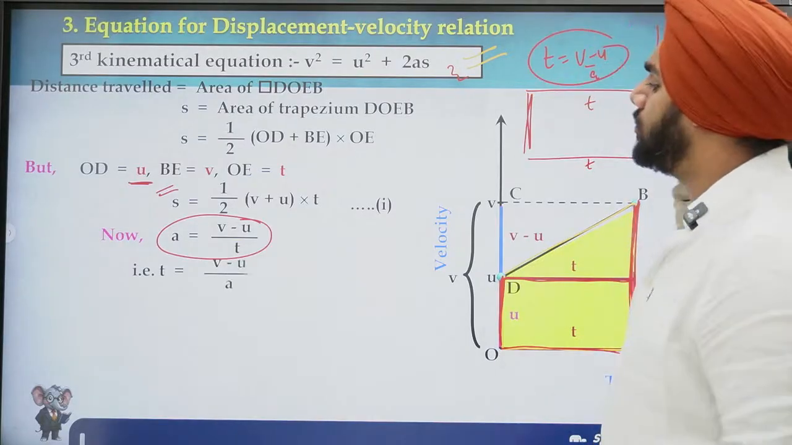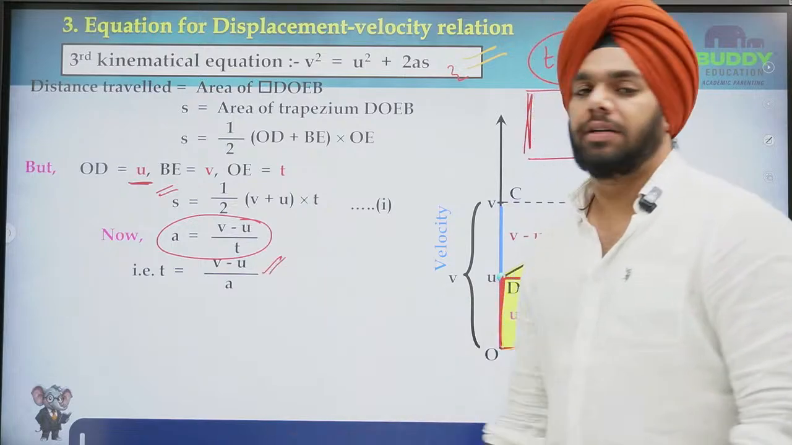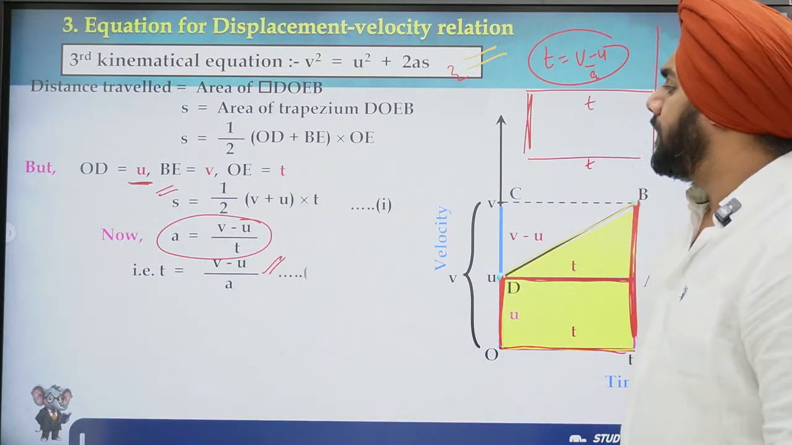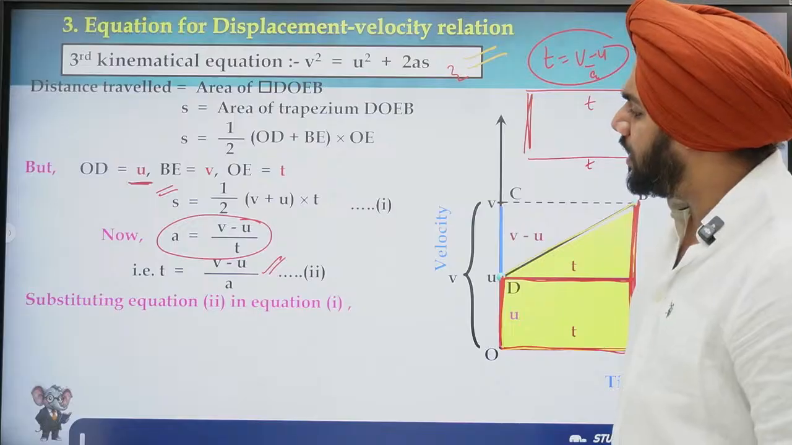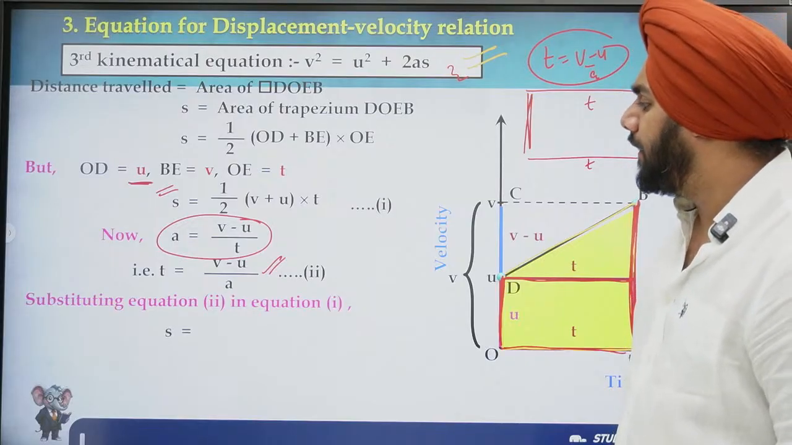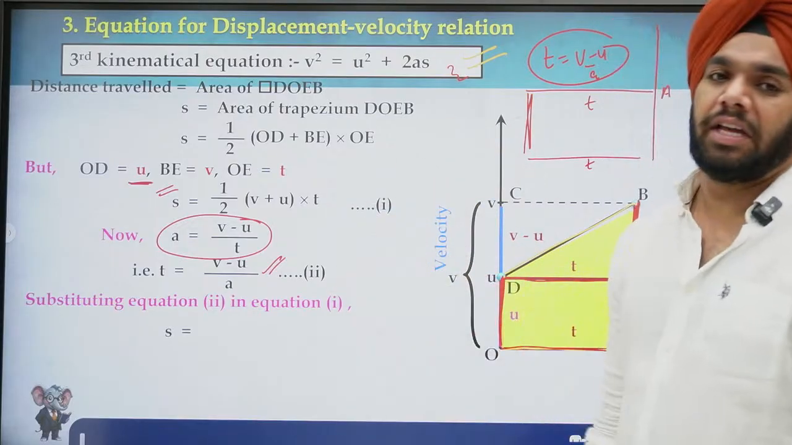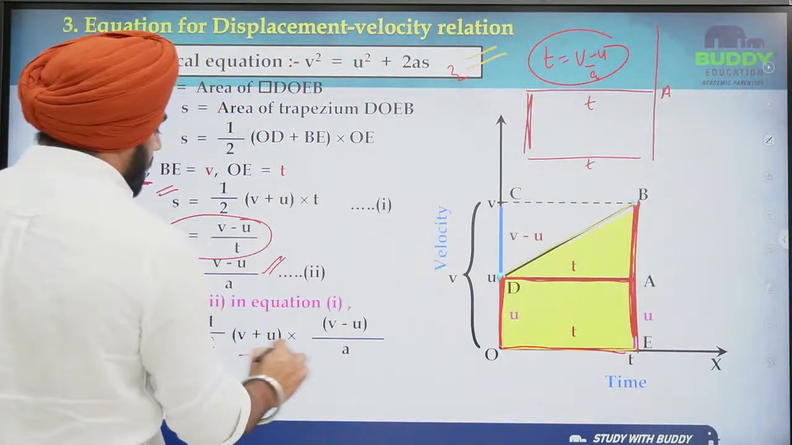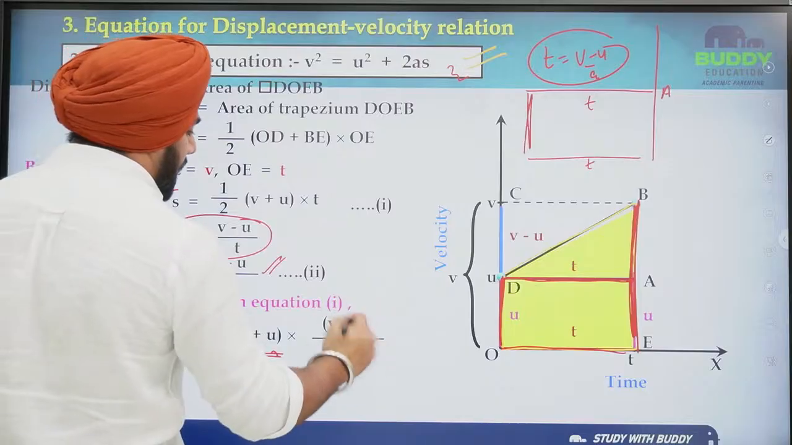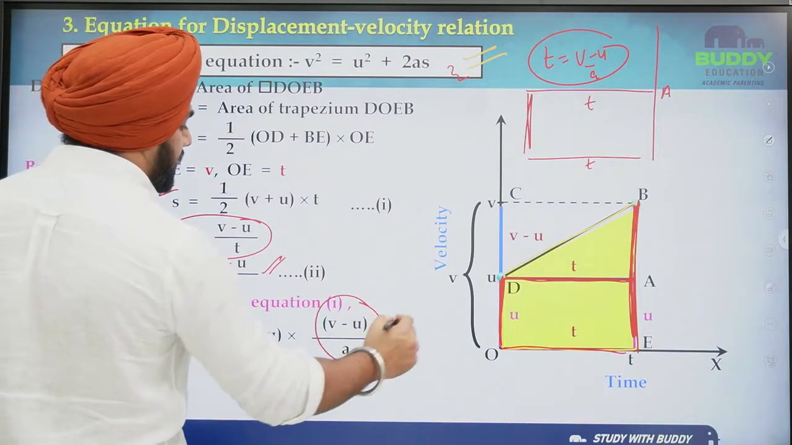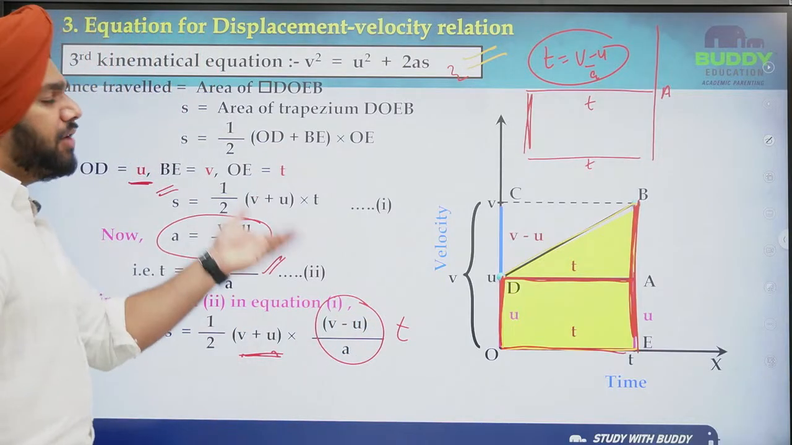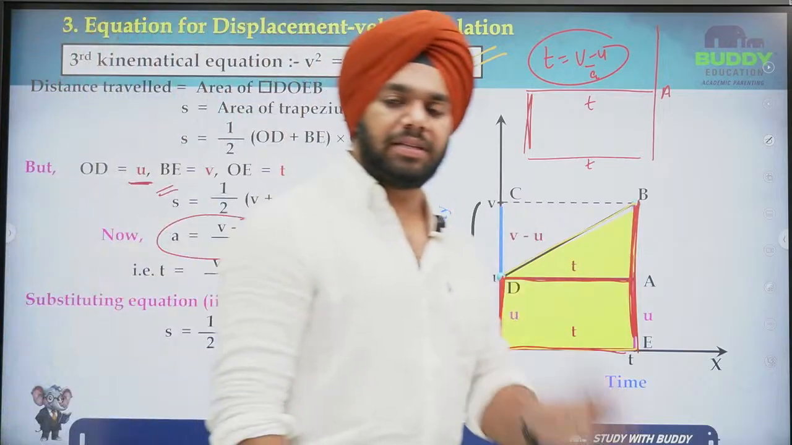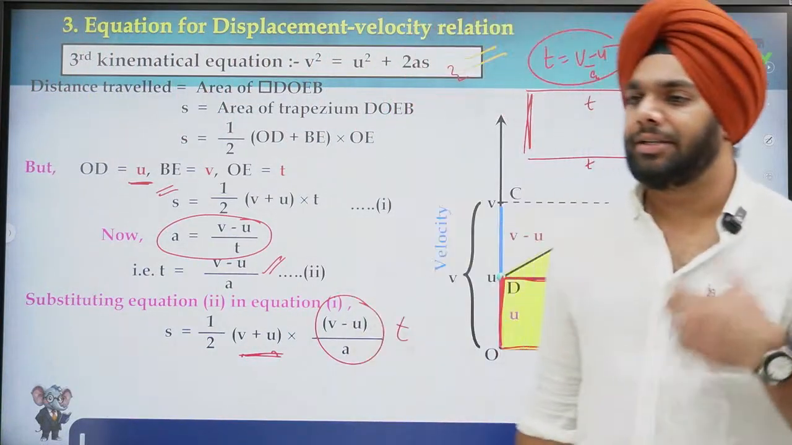T is equal to (V minus U) by A. See, take a look. T is equal to (V minus U) by A. So in the place of T, just put the value of T, (V minus U) by A, then you will get half (v plus u) into (v minus u). This is the value of time. We simply found out the area of the trapezium, which is sum of parallel sides into height.